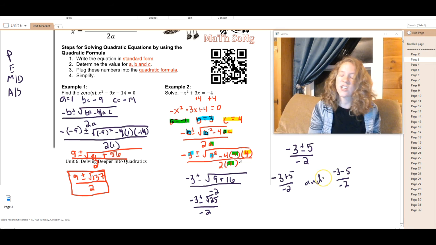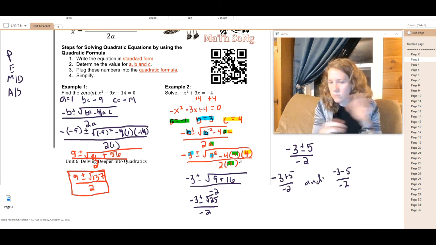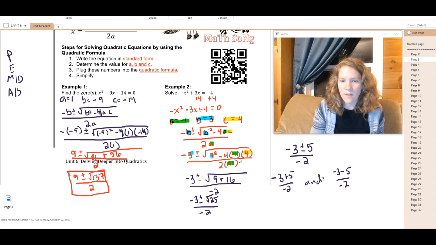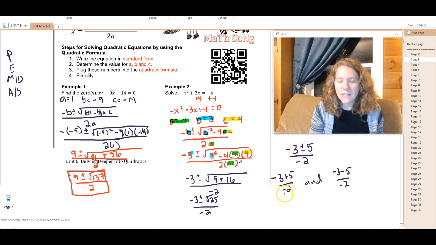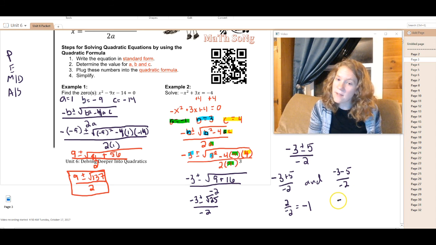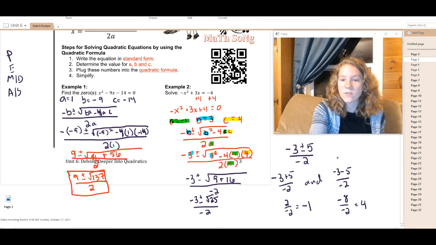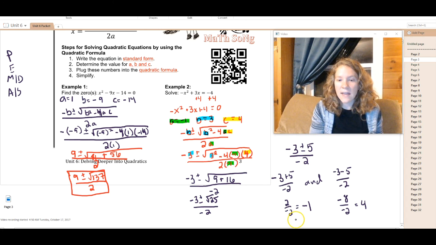Hopefully you've learned by now that you can't just figure out what negative 3 plus 5 is and then use the positive and negative version of that. It doesn't work that way. So negative 3 plus 5 is 2 over negative 2 equals negative 1. Over here, negative 3 minus 5 is negative 8 over negative 2 equals positive 4. So my x values, my answers here, are x can equal negative 1 and 4. And that is what I am boxing in as my answer.